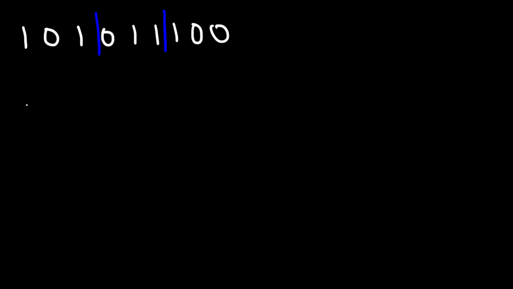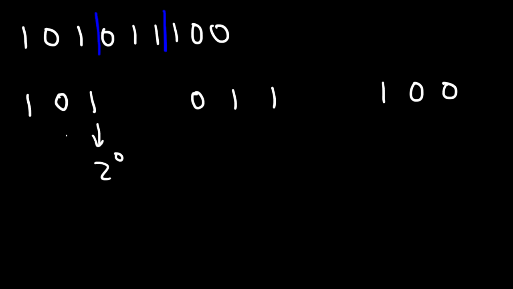Now the first group is 1, 0, 1. The second group is 0, 1, 1. And the third group is 1, 0, 0. So now each group of 3 binary numbers, convert it into a decimal number. And remember, to convert binary to a decimal, we need to multiply by powers of 2. So we would multiply this by 2 to the 0, which is 1, this one by 2 to the 1, which is 2, and this one by 2 squared, which is 4.